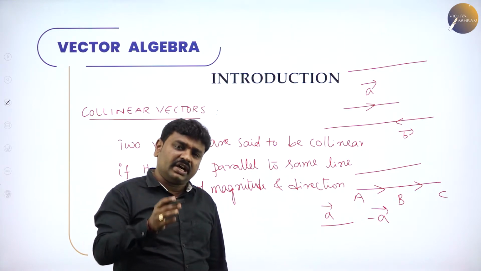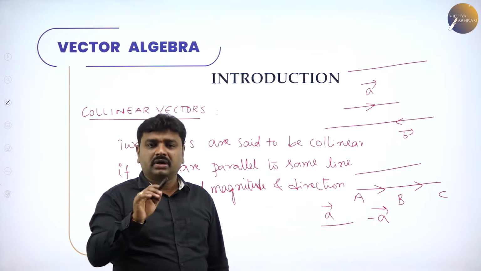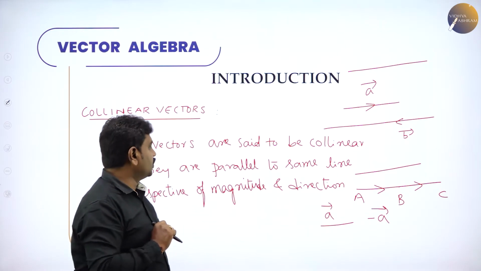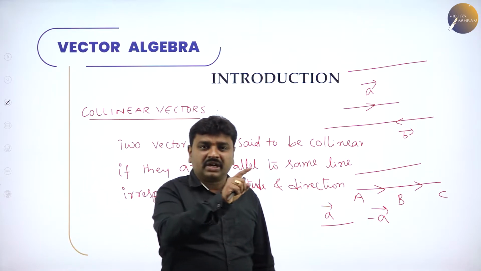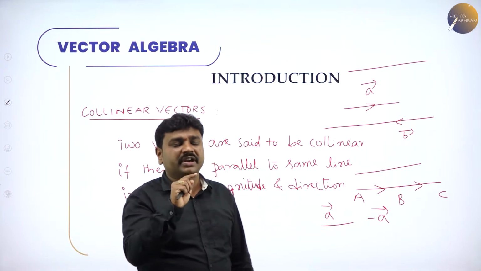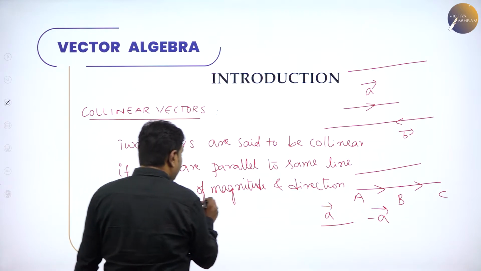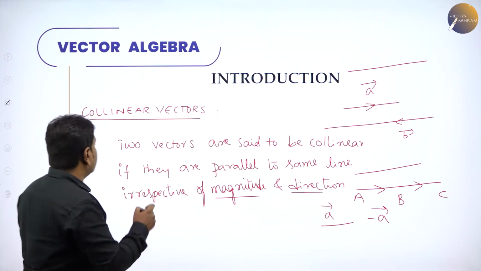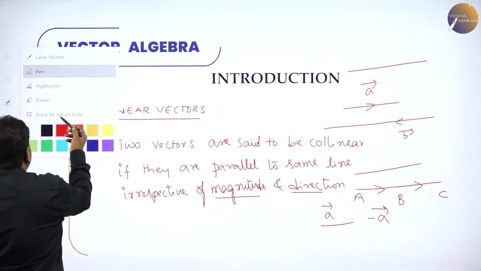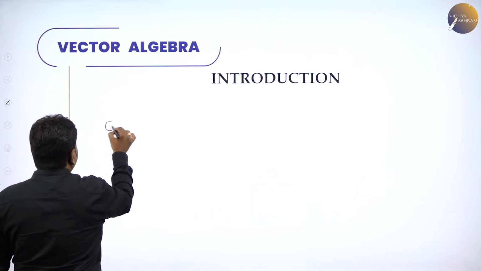So vector A and minus vector A are again collinear. Now, what are collinear vectors? Two vectors are said to be collinear if they are parallel to the same line, irrespective of magnitude and direction. We are not bothered about their magnitude, we are not bothered about their direction. Most important.